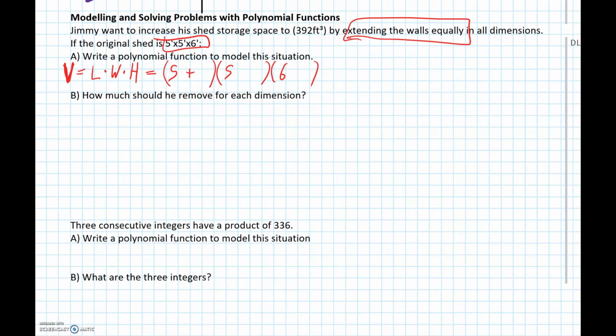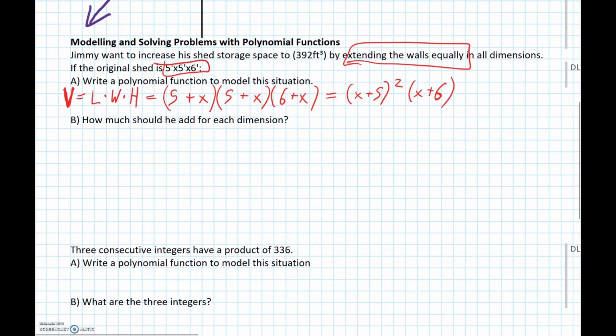So we're going to go plus x, plus x, plus x. So every dimension has this plus x being added to it. Okay, and we could even simplify this a little bit more and say (x + 5) squared times (x + 6). So what he wants to have is 392.